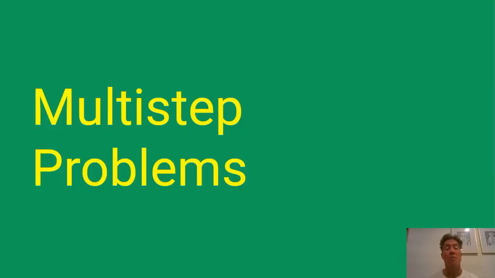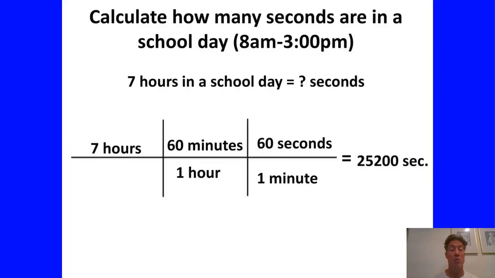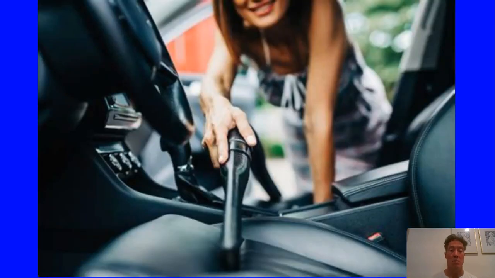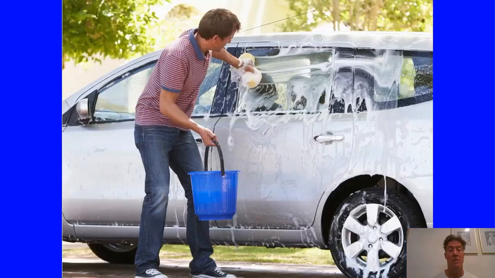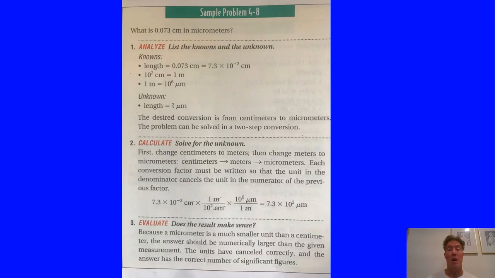Okay, this takes us to multi-step problems. Like we saw earlier here, sometimes we have to use more than one conversion factor. So that's what this is. So just like we want to break complex tasks into smaller steps, we're going to break complex unit conversions into small steps. So imagine you're cleaning a car, right? You break it up into smaller steps. First I'm going to vacuum it, then I'm going to wash it, then maybe I'm going to wax it. And so I'm going to take this complex thing and break it up into smaller, manageable steps. That's what we're doing here when we're converting from one unit to another.